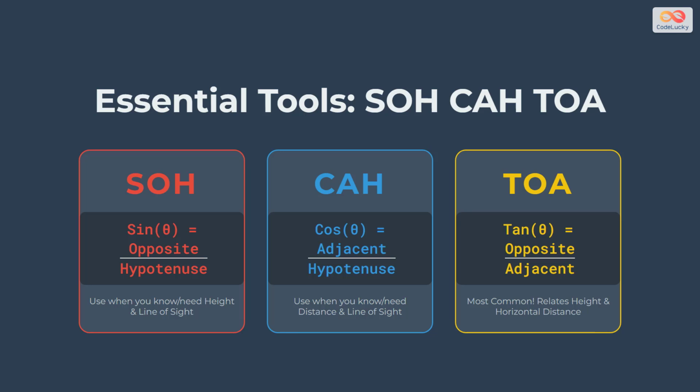To solve these triangles, we use SOH CAH TOA. If you need to find the height and you have the distance, you use tangent. If you need to find the length of a string or slope, you might use sine or cosine depending on what information you have. Tangent is the most commonly used ratio for height problems.